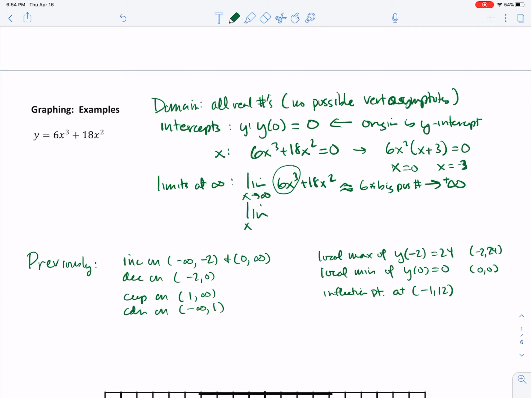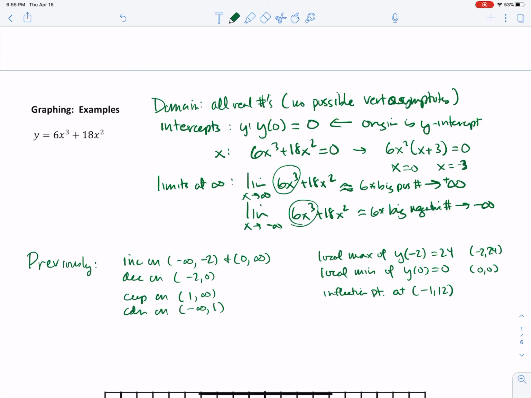But as we go toward minus infinity, again, focusing on the leading term with the highest exponent, this is going to be going towards 6 times a big negative number. And so that's going to be going toward minus infinity as we go off to the left.